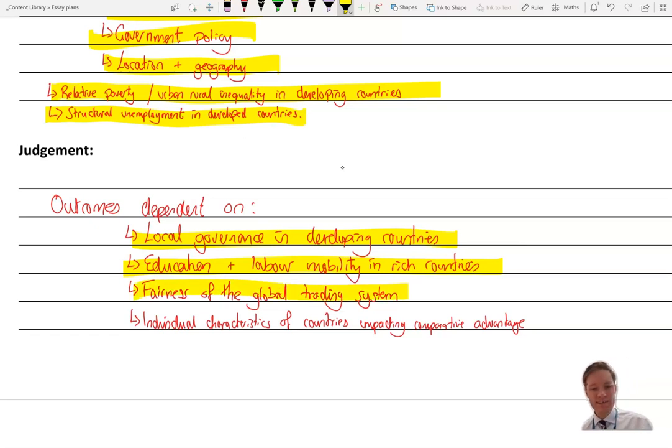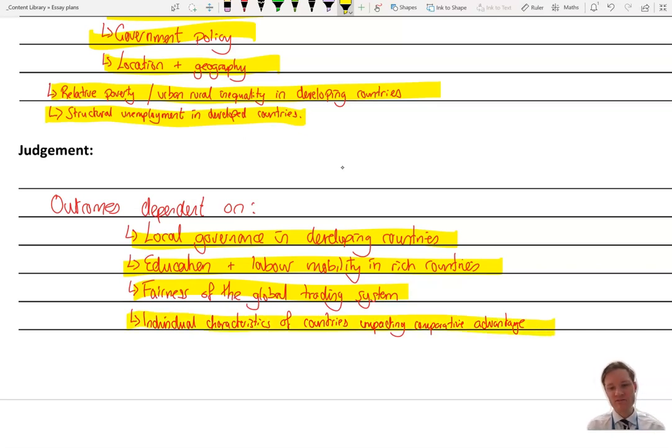Is the global trading system fair? Are there tariffs in place which penalize poor countries who are primary product dependent? Does it reduce that diversification that we've seen in many of the BRICS countries? And the answer to that is absolutely. EU subsidies on agriculture, huge impact on North African states, for example.